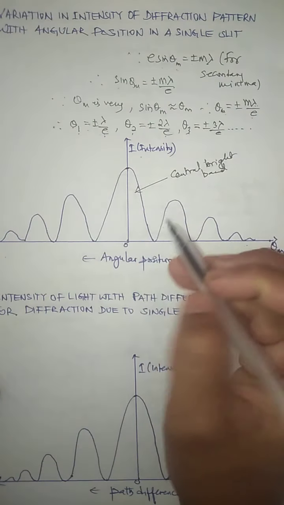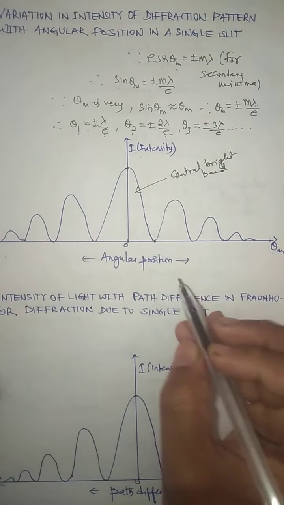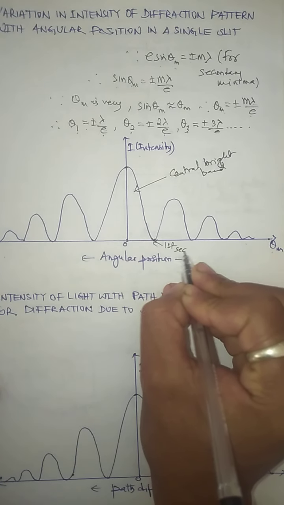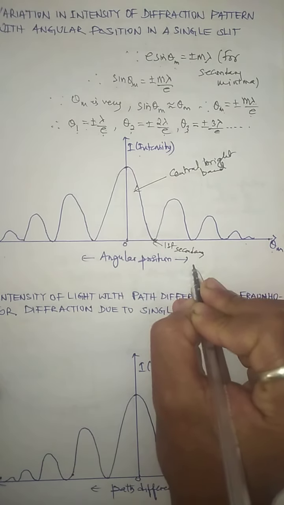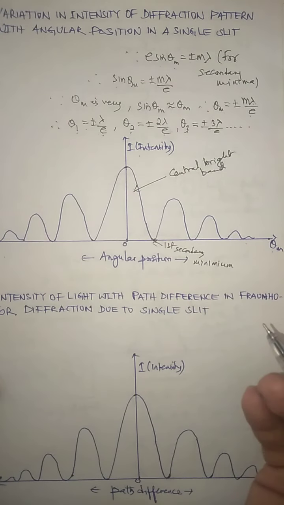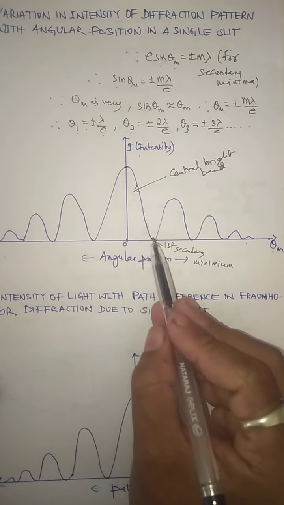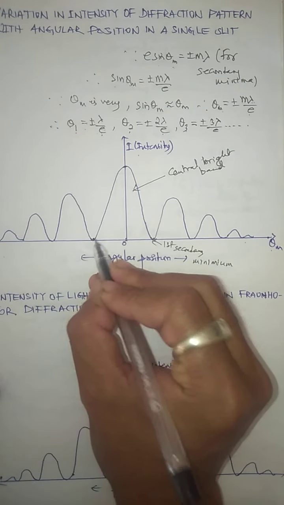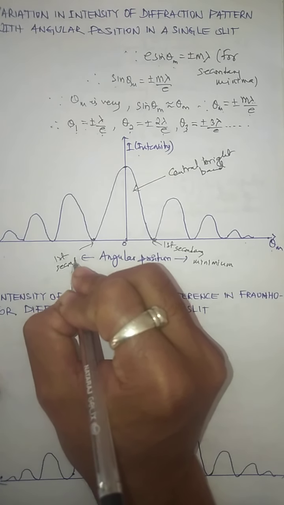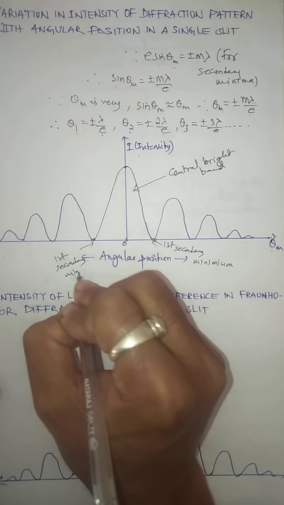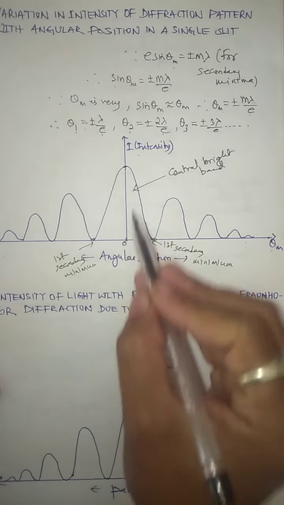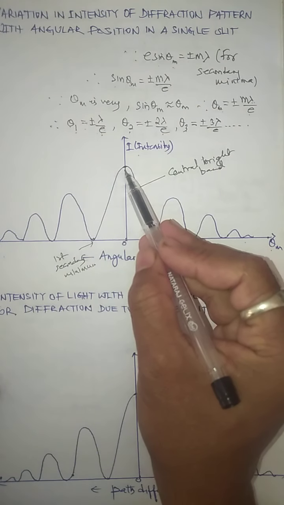But after the central maximum, there is a minimum, and this minimum is called the first secondary minimum. You know that on either side of the central maximum, the secondary minima are formed. This is the first secondary minimum, and this is also the first secondary minimum. So the first secondary minima are always formed on either side of the central maximum, and the central maximum has maximum intensity.